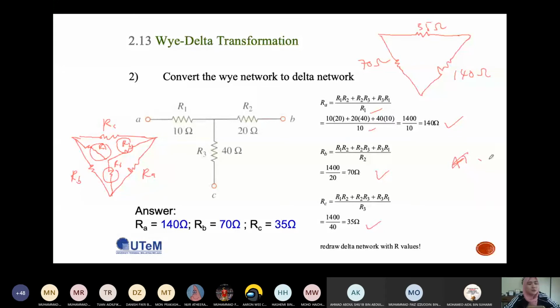Someone asked, are there other shapes besides the triangle? No, we only have two: the Y network and the Delta network. Only two connections, two networks.